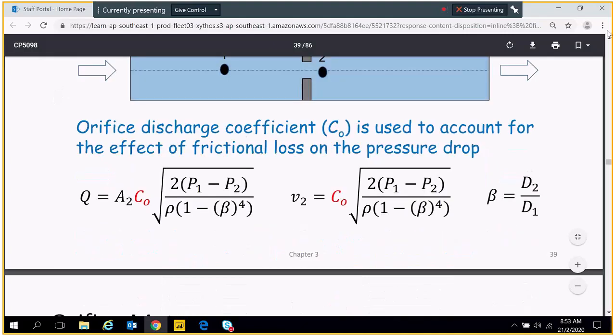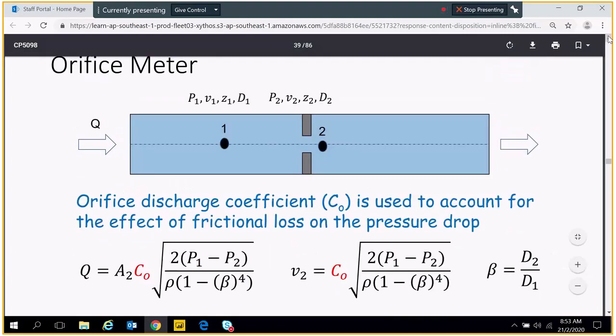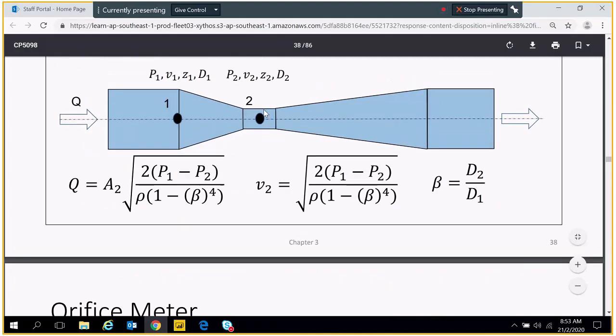Now this is for the orifice plate. Points 1 and 2. See that beta is defined as D2 divided by D1. This is D2, this is D1. This is called the diameter ratio beta. D2, the diameter here, divided by the diameter here, that's beta, the diameter ratio for the Venturi.